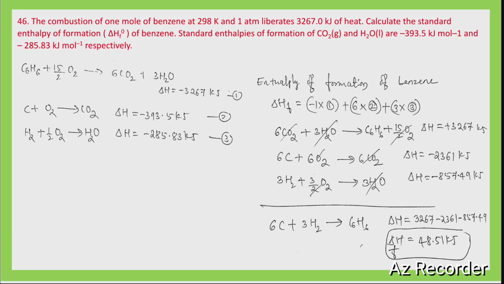So what can we do so that we will get the required equation? What you have to do: first equation you have to reverse, the second equation you multiply by 6, the third equation you multiply by 3. Then you will get 6 carbon plus 3 H2 gives C6H6. I hope you understood. If you are not getting it, please comment below. Definitely I will make one more video with a clear explanation regarding this problematic part if you want. So the enthalpy of formation of benzene is 48.51 kilojoule. I hope you understood.